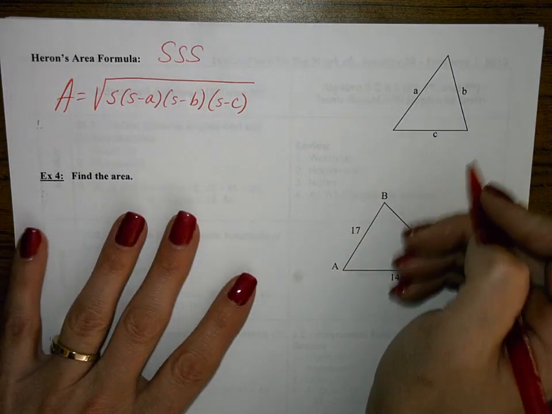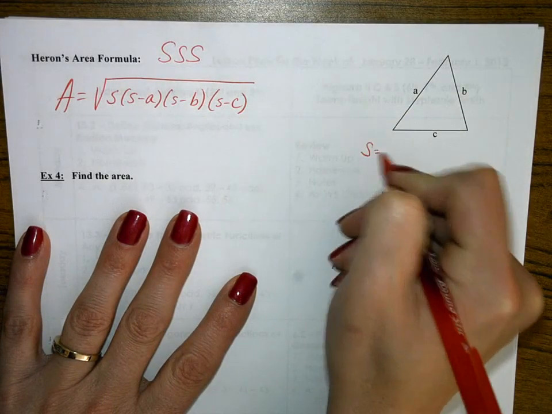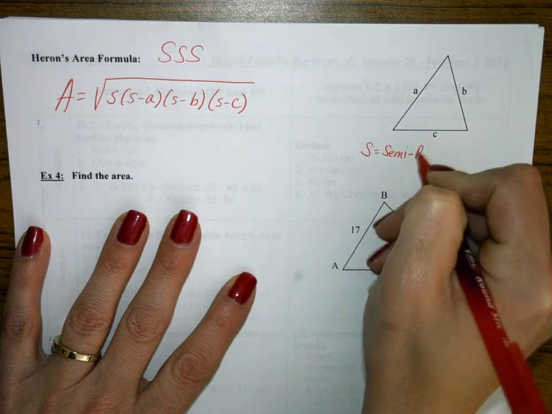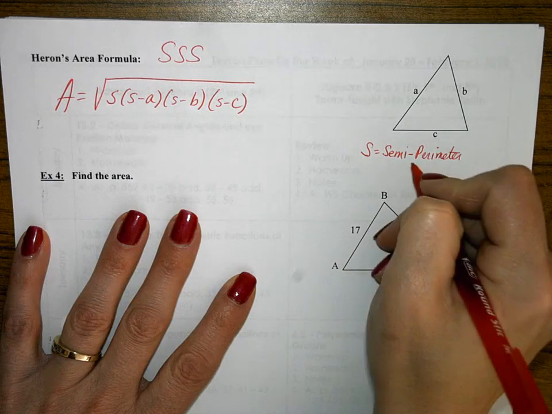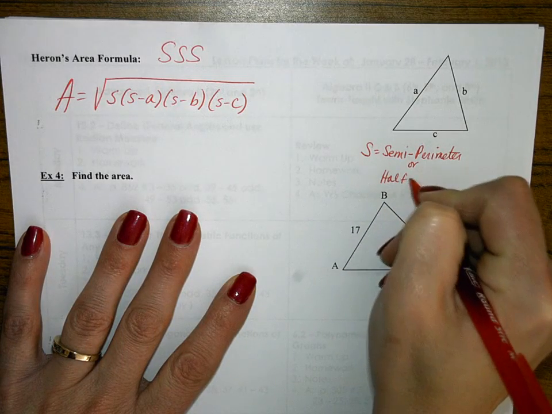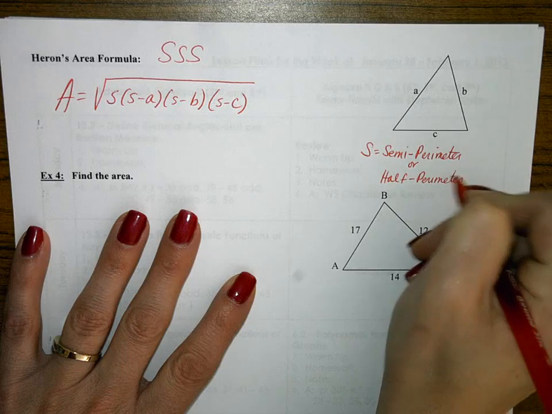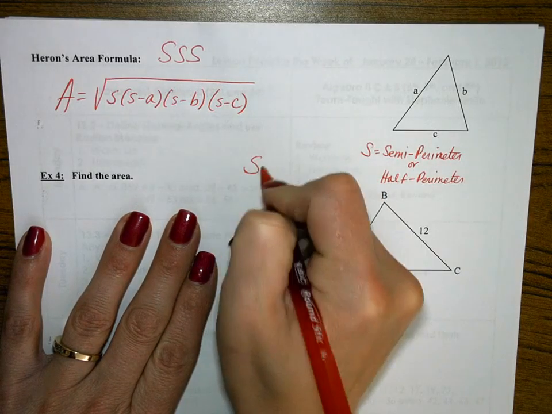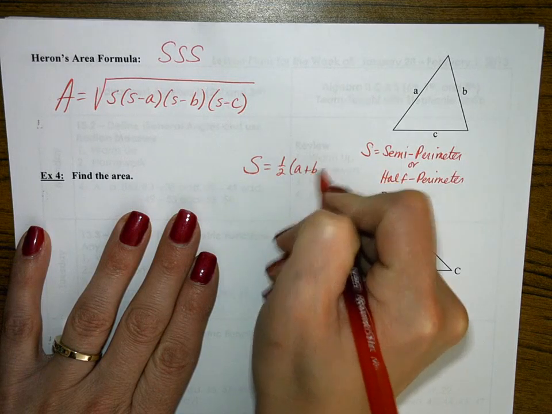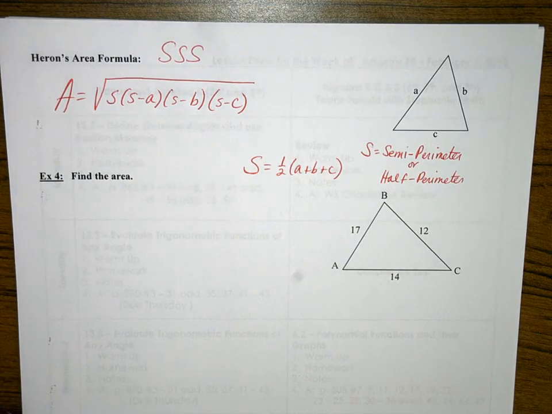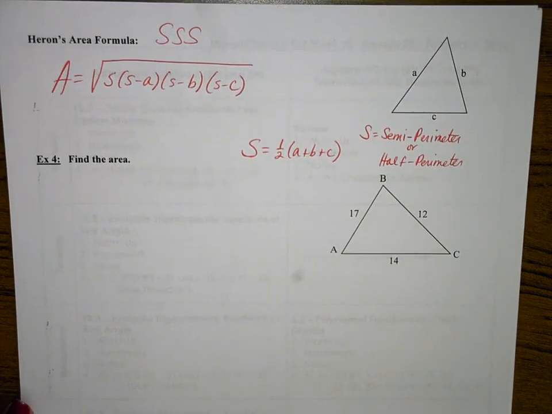Well, the reason that they used S is because S is what we call the semi-perimeter. The S is the half perimeter. So in other words, in order to find S, we take half of the perimeter: 1/2 of the A plus the B plus the C. So Heron's area formula, nice, sweet way to find the area of a triangle. If I know the 3 sides of my triangle, this is by far the fastest way to find it.